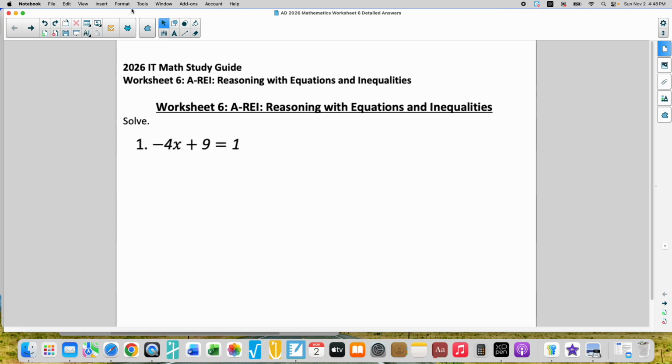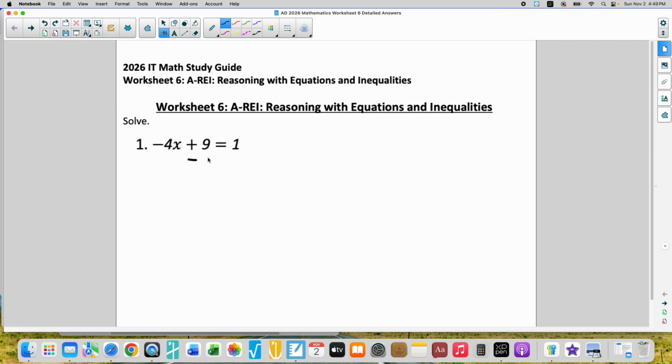Good evening, good afternoon. This is worksheet number 6 for the academic decathlon mathematics section. Solving lots of different equations, linear, nonlinear.